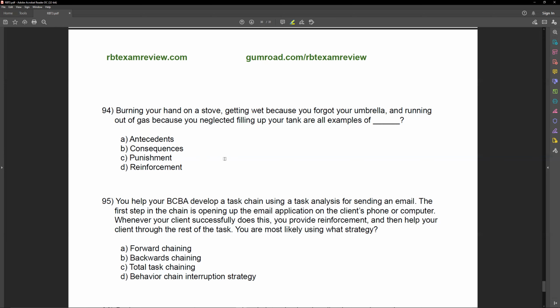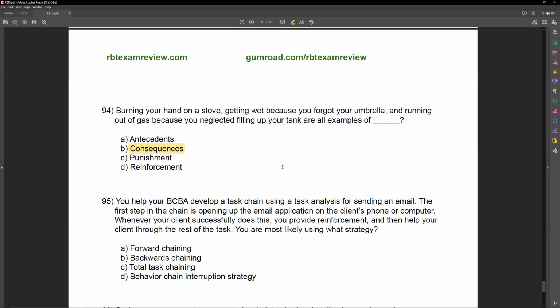Do we know what happens to this person's behavior after they burn their hand on a stove? No, we just know they burn their hand. Do we know what happens after they get wet? No, we just know they got wet. And do we know what happened after they ran out of gas? No, they just ran out of gas. We don't know what the future behavior looks like in these scenarios. We just know what happened, okay? We just know what the consequences were. And that's the difference, okay? Punishment and reinforcement are both types of consequences, okay?